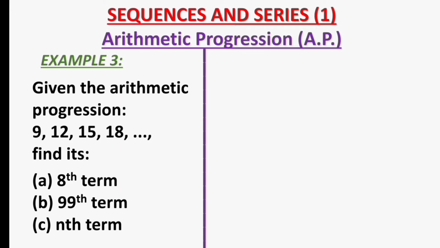Let's look at our third example for arithmetic progression AP. Example 3. Given the arithmetic progression 9, 12, 15, 18, and so on, find its question A, 8th term, question B, 99th term, and question C, the nth term. Let's see the solution to example 3A.